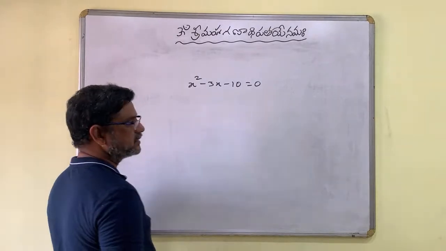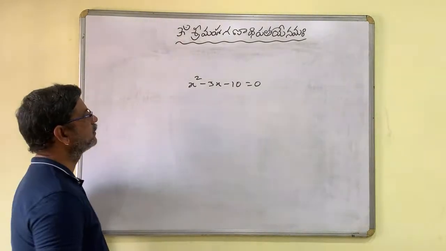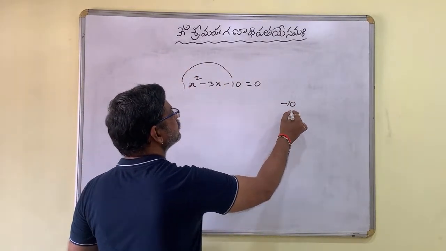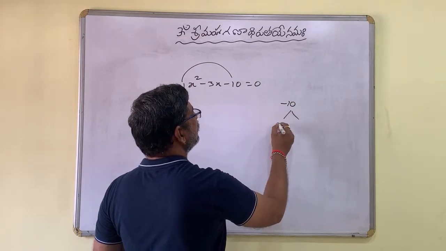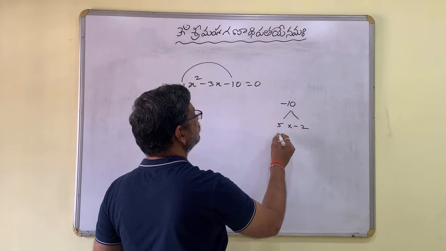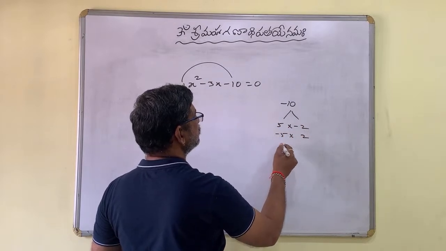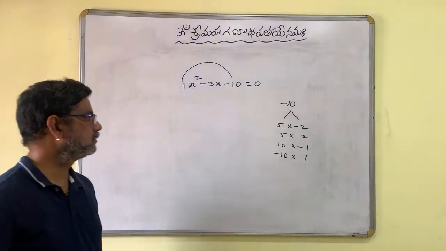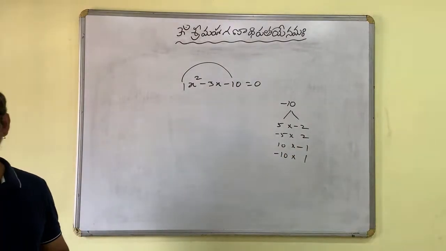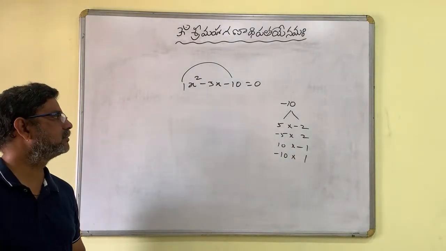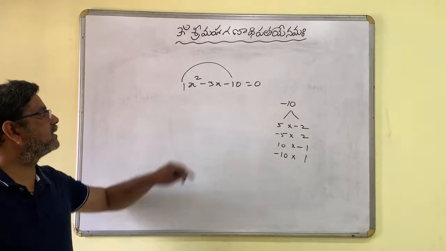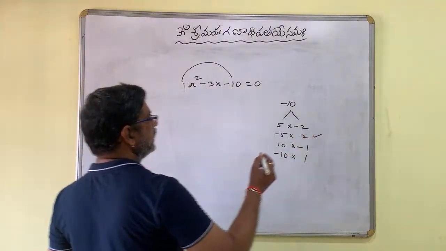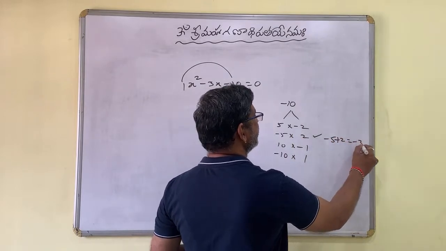Right. So as it is, splitting the middle term, I told you na, here nothing is there, so 1 into minus 10. So split minus 10 into 2 into minus 5, 5 into minus 2, minus 5 into 2, 10 into minus 1, minus 10 into 1. So these are the possible values to get negative 10. Now what is there in the middle? Minus 3. So we need to consider this one, na? Because minus 5 plus 2 is minus 3.